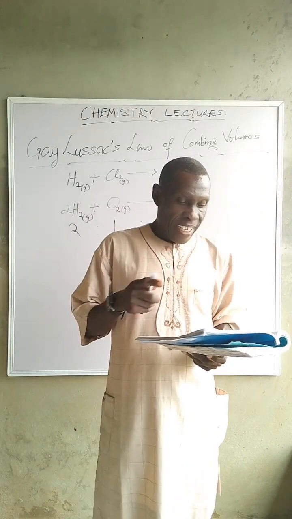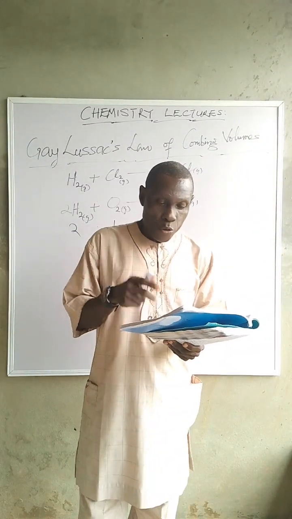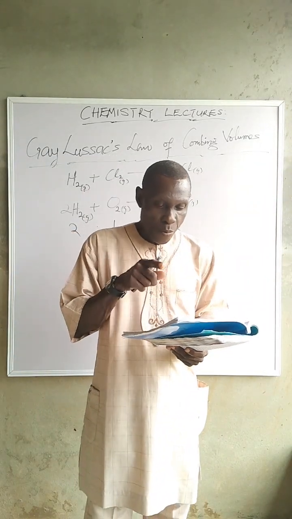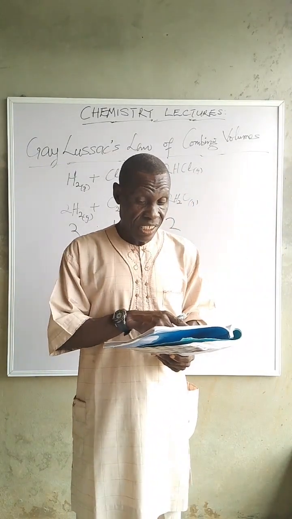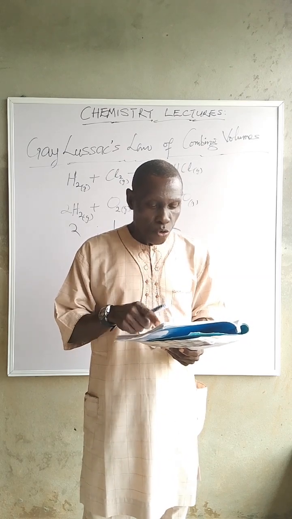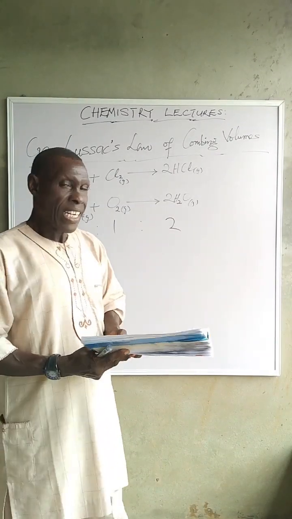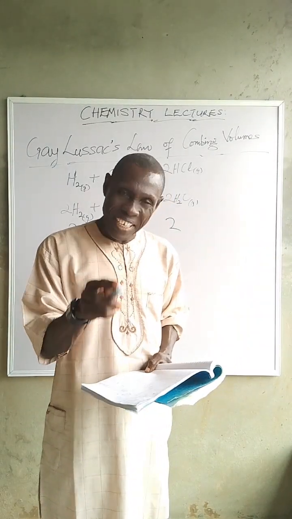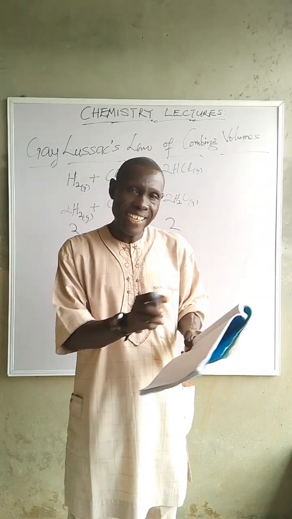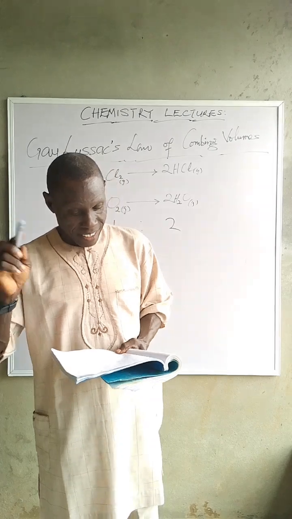So now, in the above reaction, two volumes of hydrogen combine with one volume of oxygen to produce two volumes of steam, as I've just said. Hence, the volume ratio will be 2:1:2. Now, he is saying that this law is applicable only to gases. Whether it's ideal gases or real gases, we do not know, but it's applicable only to gases.